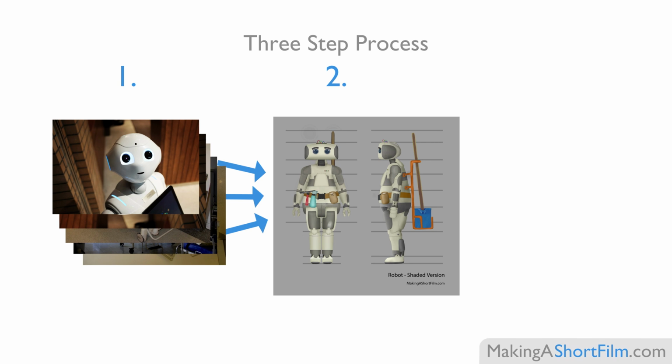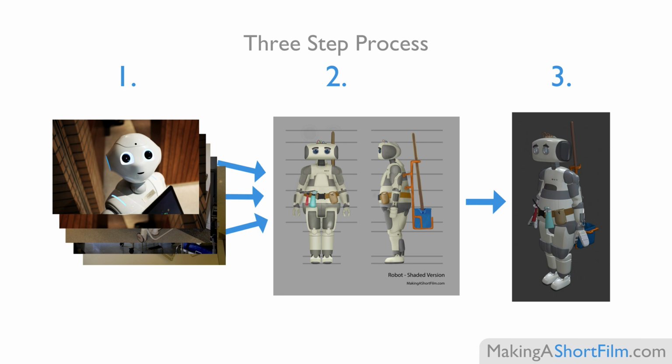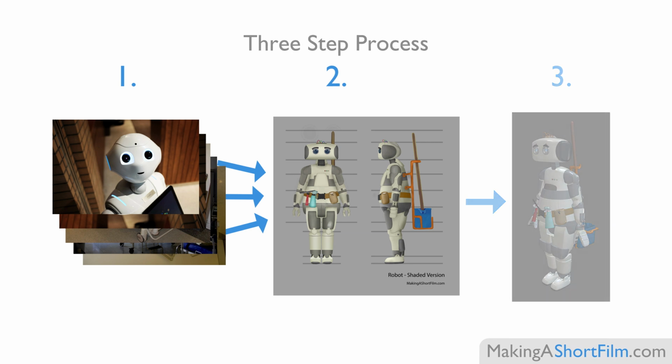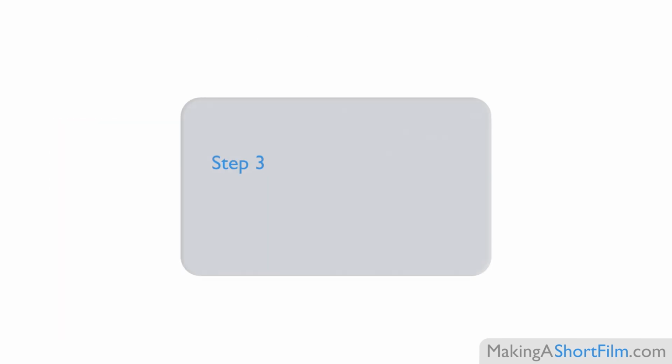Then we will later take that concept art and create the 3D models that will be seen in the film. Now, in this video, we will only focus on the first two parts, since the 3D modeling comes later, but it is important to know what they will be needed for. Step 3. Don't draw it all.